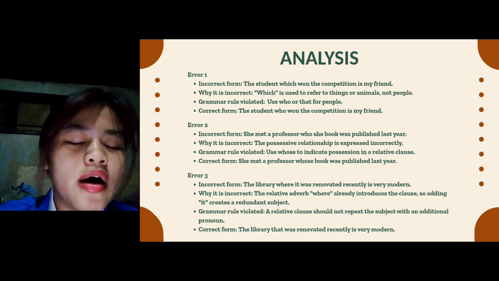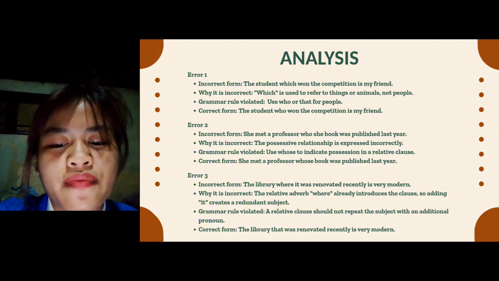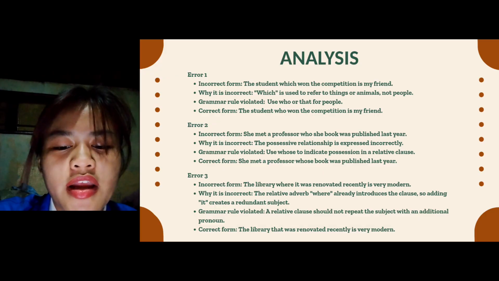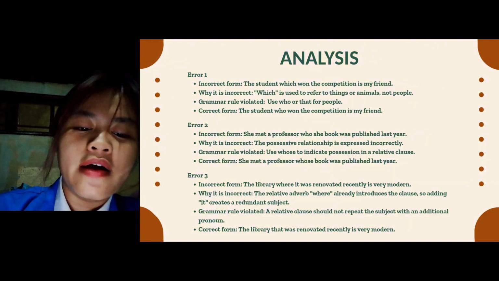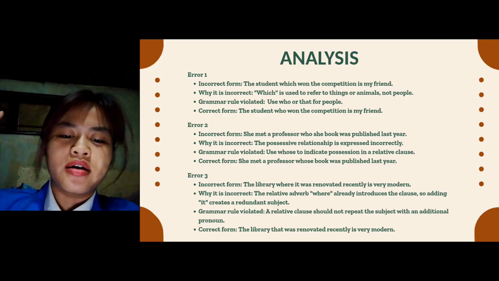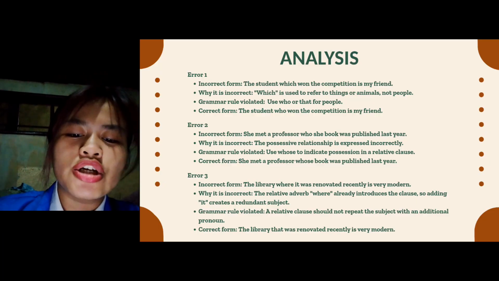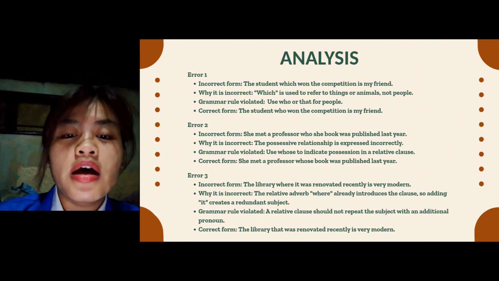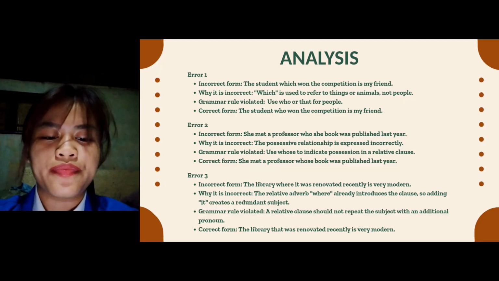Third error, incorrect form: the library where it was renovated recently is very modern. Why is it incorrect? The relative adverb where already introduced the clause, so adding it creates a redundant subject. Grammar rule violated: a relative clause should not repeat the subject with an additional pronoun. Correct form: the library that was renovated recently is very modern.